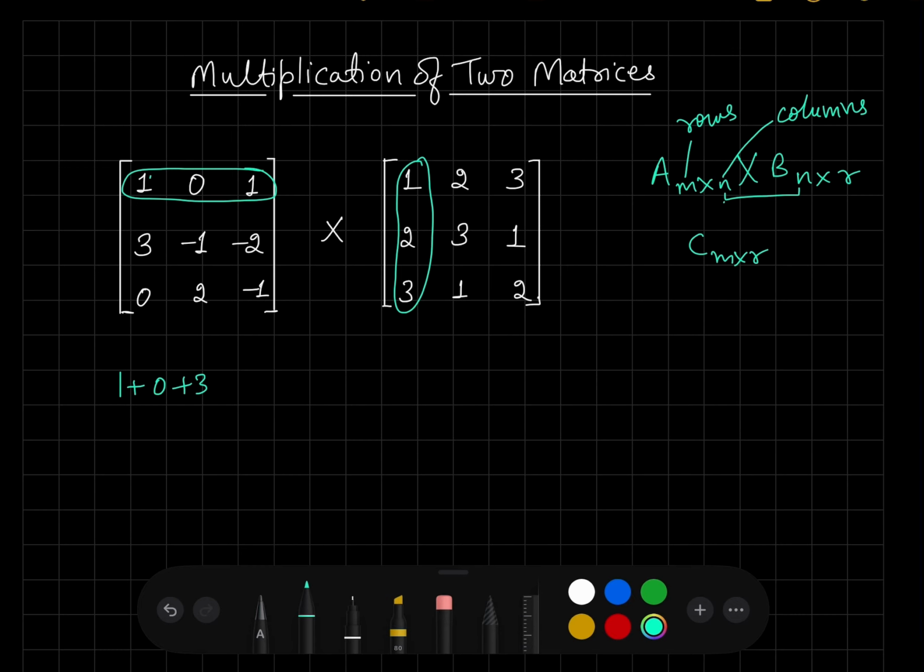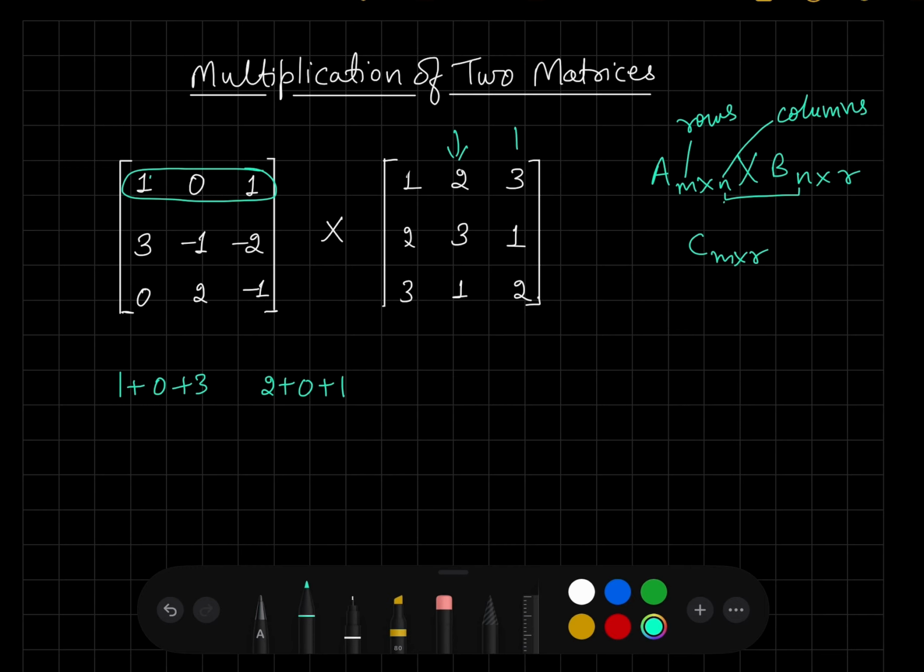Then after writing this, we will multiply the same row with the second column, okay, that is this column. We will multiply by this column. So 1 times 2, which is 2, plus 0 times 3, plus 1 times 1. This is giving me the row 1 second column element.